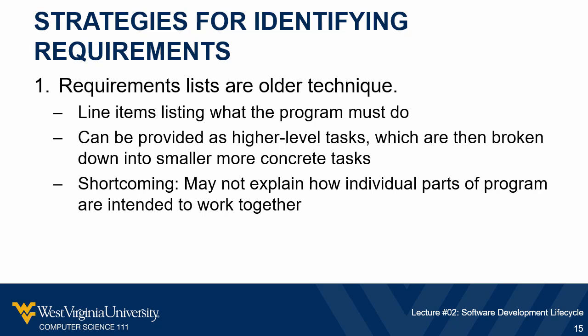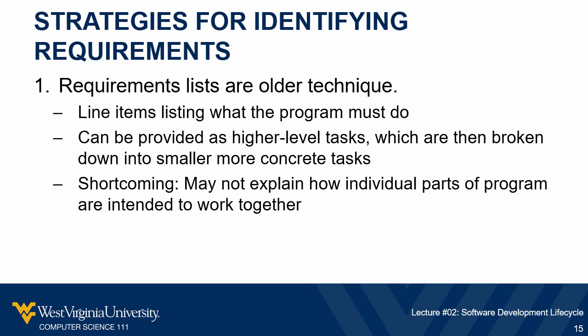The traditional way is to have what's called a requirements list, or sometimes a requirements contract. Basically these are just line items that say, this program will do this. And you will have a whole ton of these different items. Sometimes you'll have higher level tasks that you can then break down into low level ones, but more detail is better here because that gives us something very specific that we can compare against.